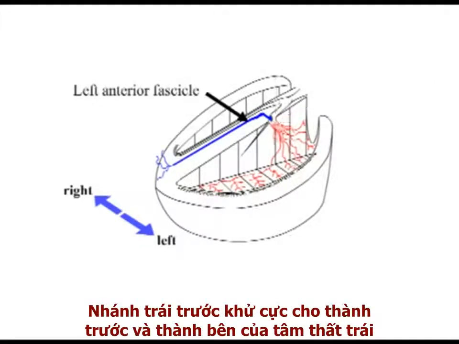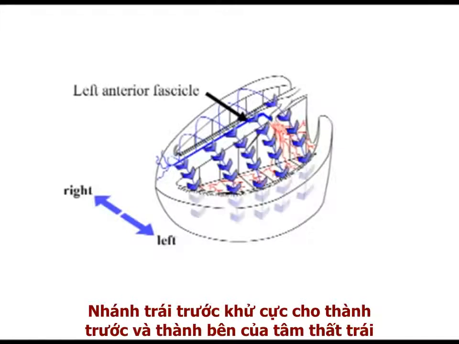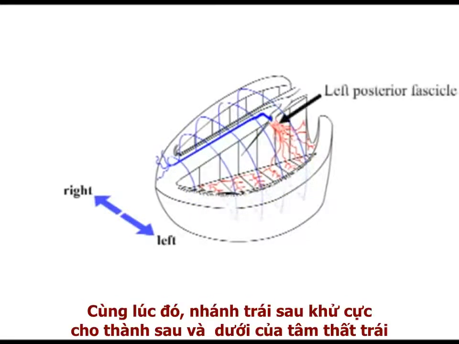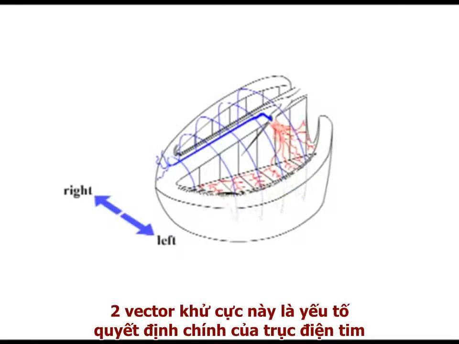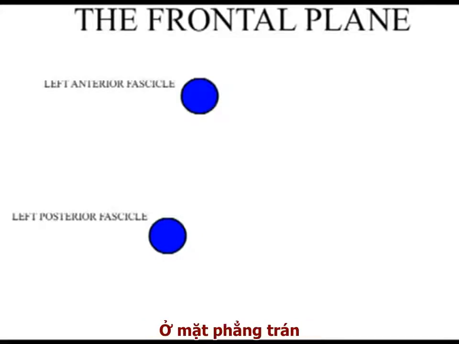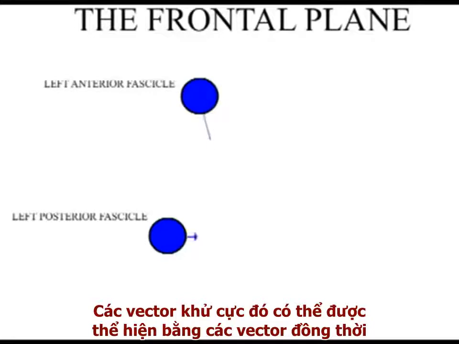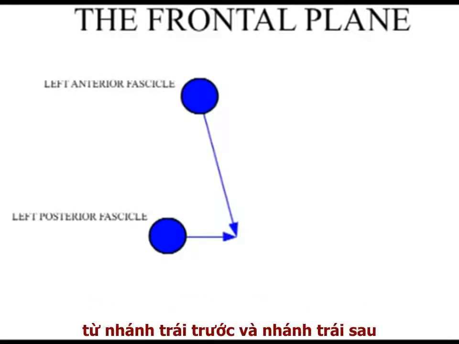The left anterior fascicle depolarizes the anterior and lateral walls of the left ventricle as shown here, while the left posterior fascicle simultaneously depolarizes the posterior and inferior surfaces of the chamber. In a normal heart, these 2 depolarizing vectors are the prime determinant of the cardiac axis. As shown here, in the frontal plane, the plane of the screen, they can be represented as vectors flowing simultaneously from the left anterior fascicle and from the left posterior fascicle.